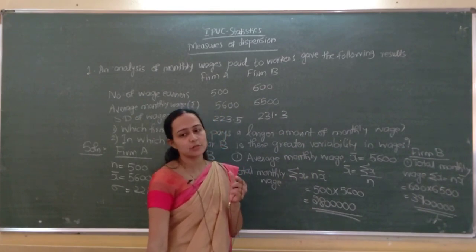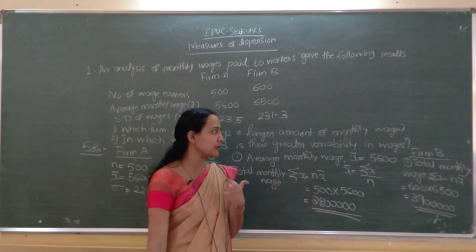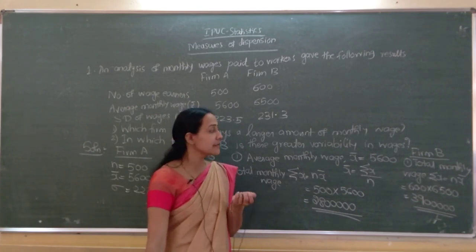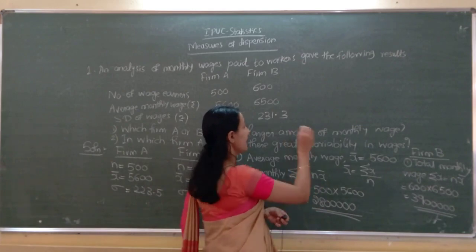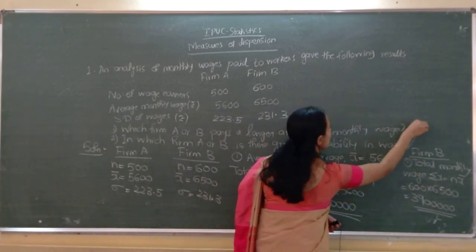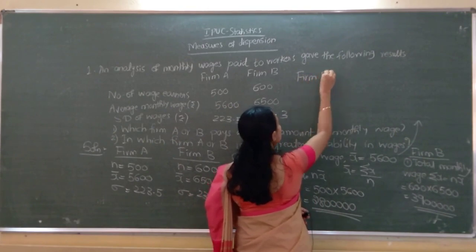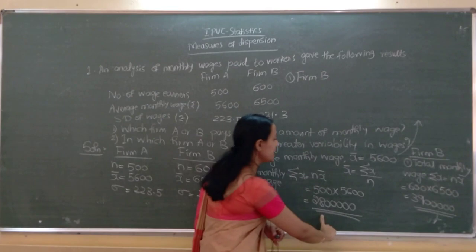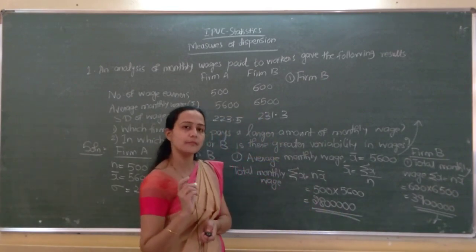So what is the conclusion here? Firm B pays a larger amount of monthly wage to their workers, isn't it? We have to write the conclusion. So I will write here firm B. For the first question, this is the answer. Firm B, which one is more? They pay a larger amount of monthly wage.